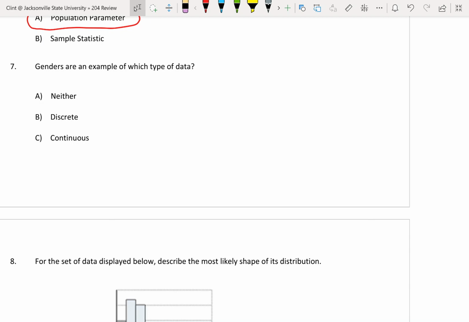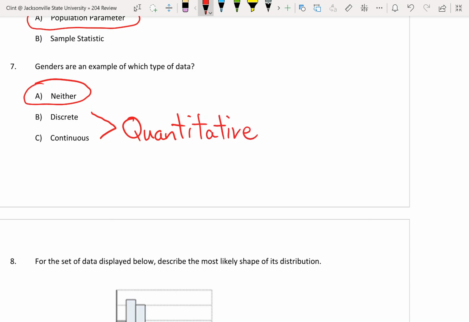So what about discrete, continuous, or neither? If it's qualitative, it's always neither. It can't be either one of the other two, right? These two only deal with quantitative data. And gender is qualitative.